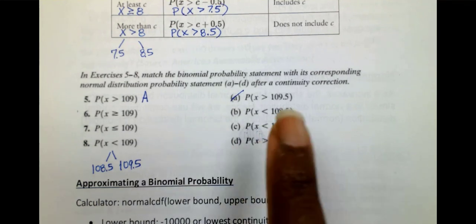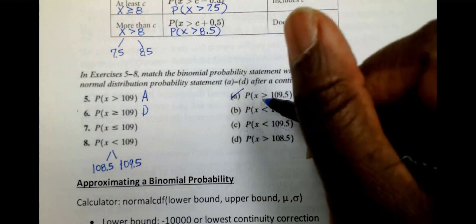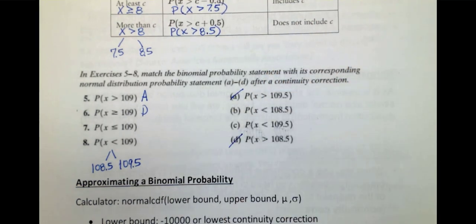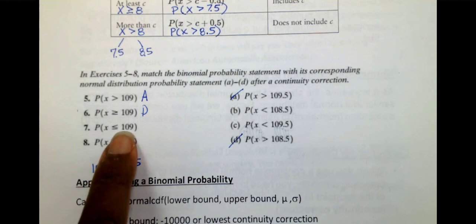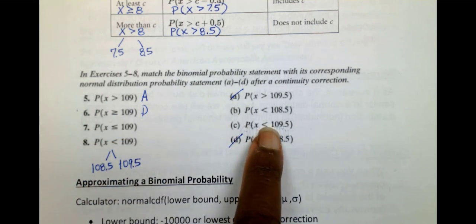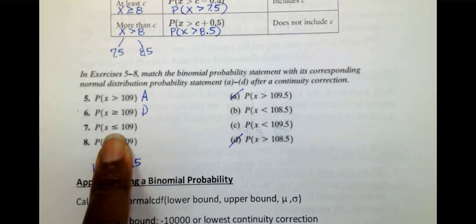So the sign is always going to point in the same direction. So these were greater than, so I had to choose between those two. But then I had to figure out which one I need for the number. So for these, they're both going to be less than, because they're less than in the beginning. But I have to choose which number I want. So this is less than or equal to 109.